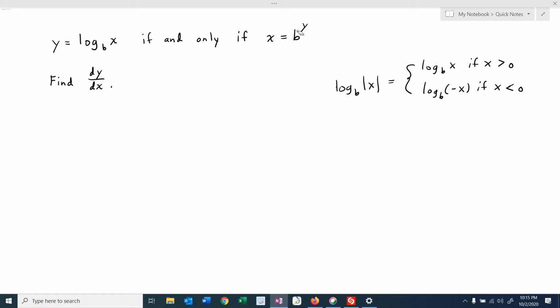Notice here that the x and the y are being switched, right? Over here, x is the input and y is the output. But over here, y is the input and x is the output. And that's the reason we're using the exponential function. Okay, so we're going to work with this equation, the exponential form of this logarithmic equation. And we're going to find dy/dx from this equation using implicit differentiation. Of course, the first step when you use implicit differentiation is to take the derivative of both sides with respect to x.